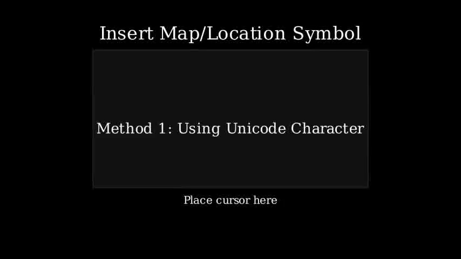To insert a generic map pin symbol, you can use the Unicode U+1F4CD. In Word, type 1F4CD, then press Alt+X. The symbol, round pushpin, should appear.